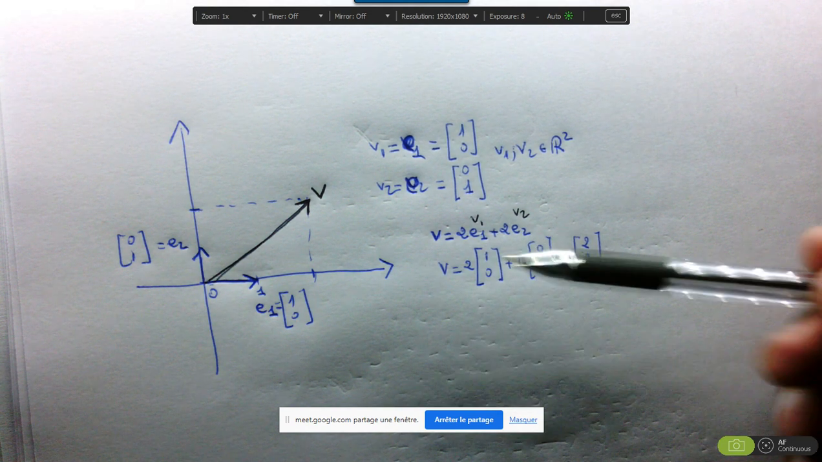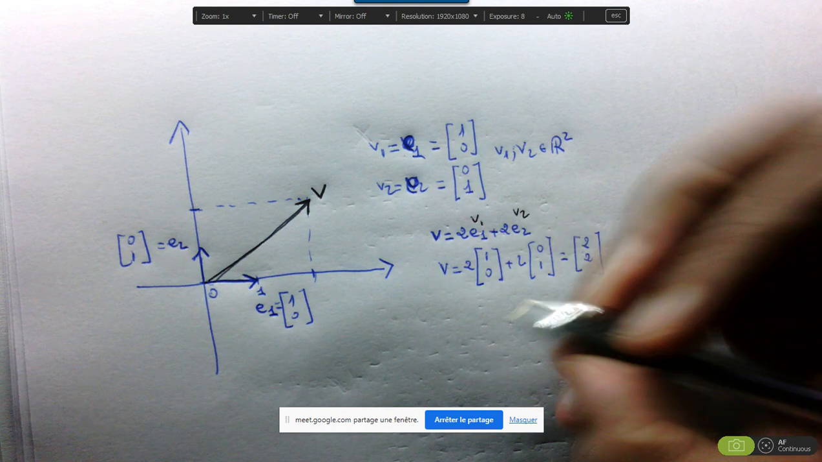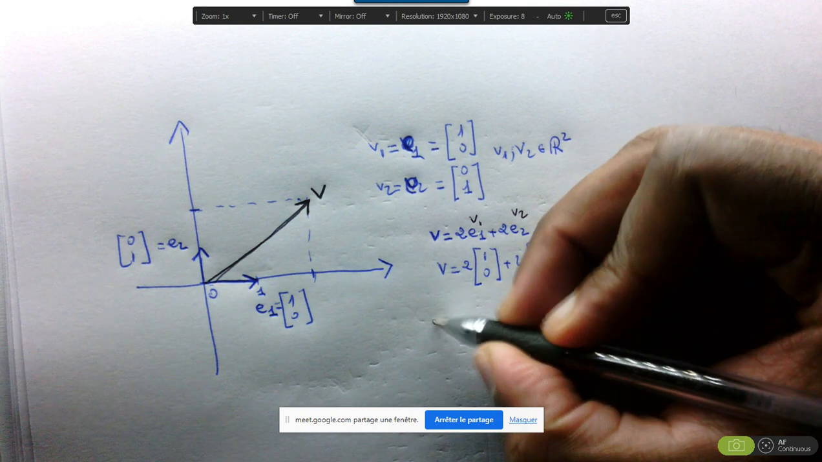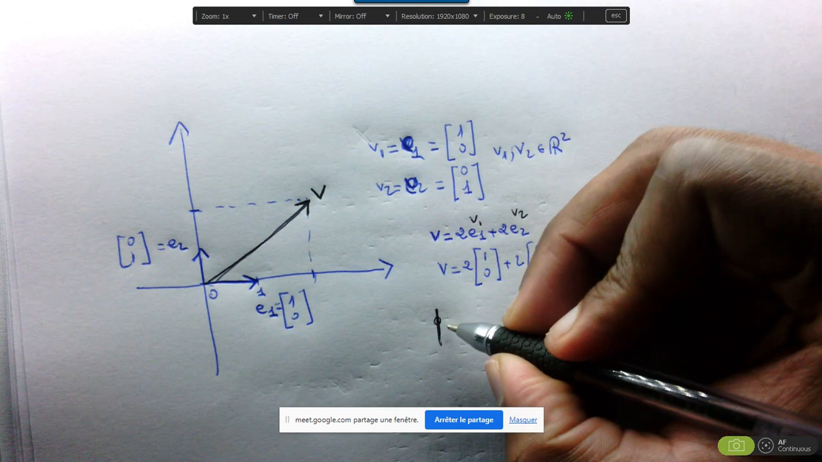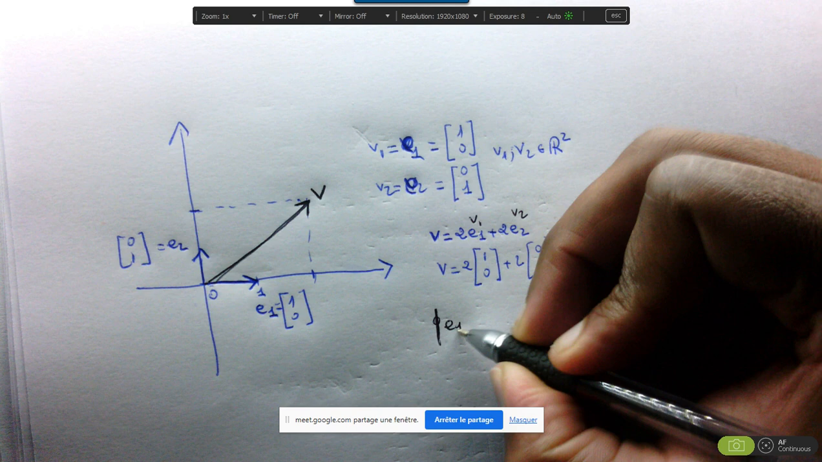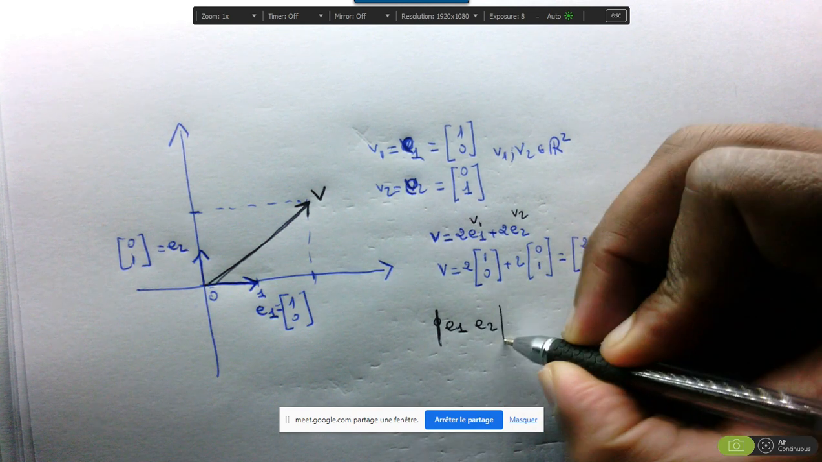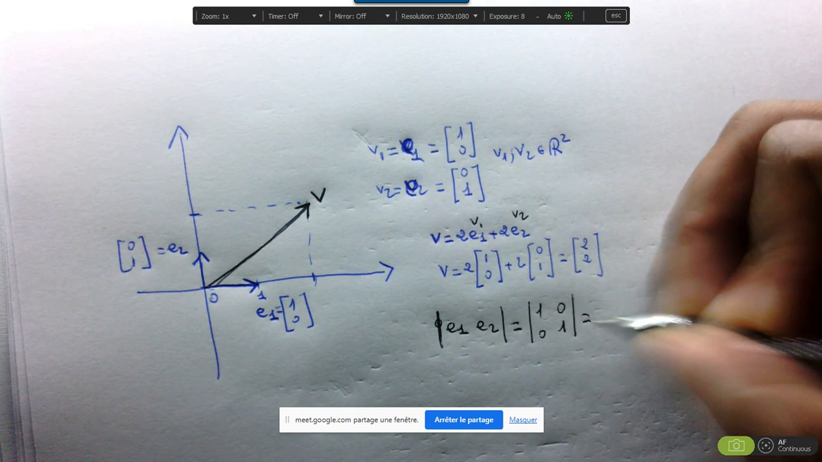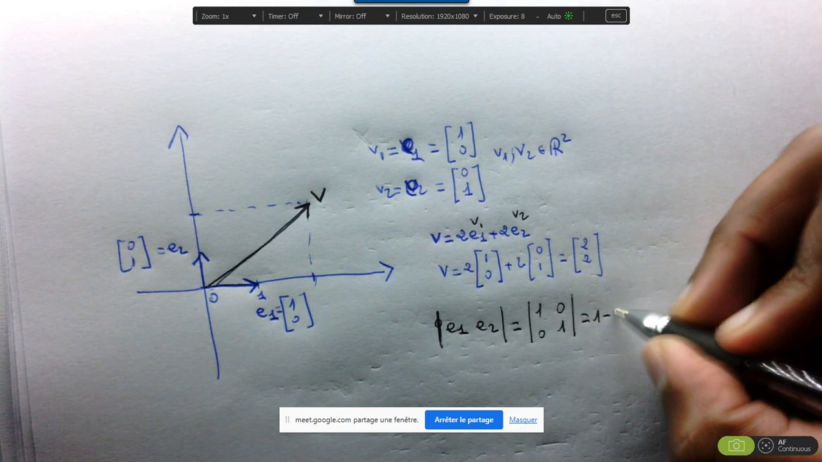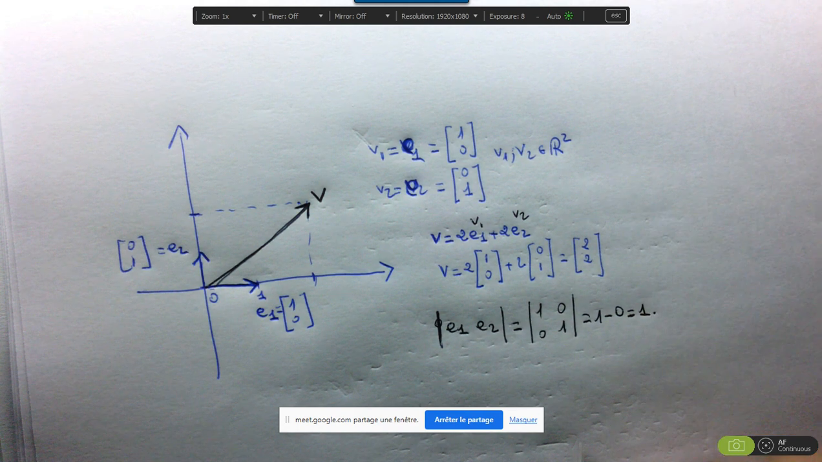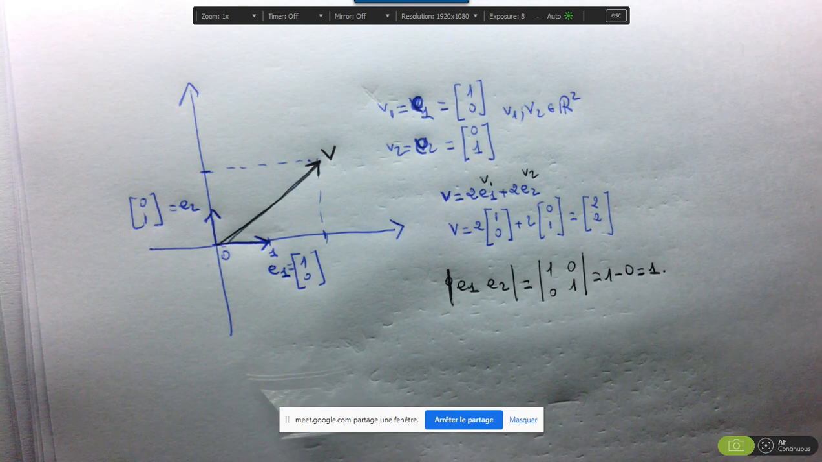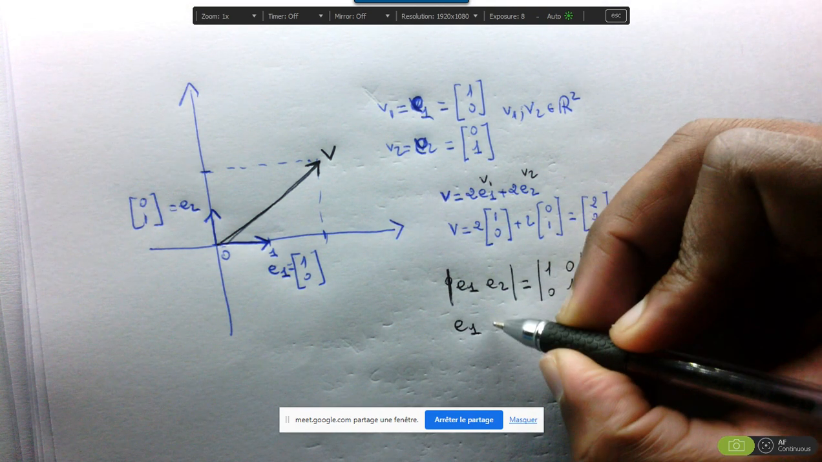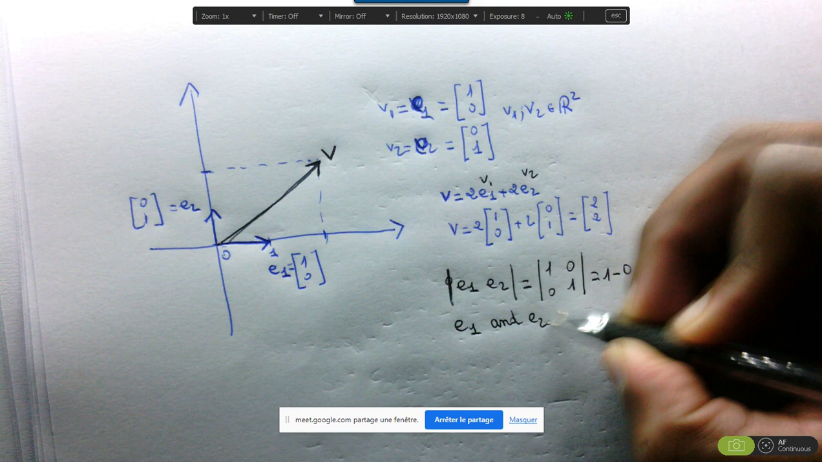And the way I can show that these two vectors are linearly independent is to find the determinant. So if I write the determinant of e1 and e2 here, determinant e1 e2 is going to be equal to the matrix 1 0 0 1. I'm going to have 1 minus 0, I get 1. So as you can see, e1 and e2 are linearly independent.